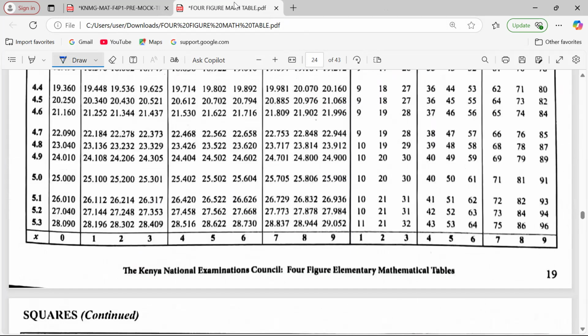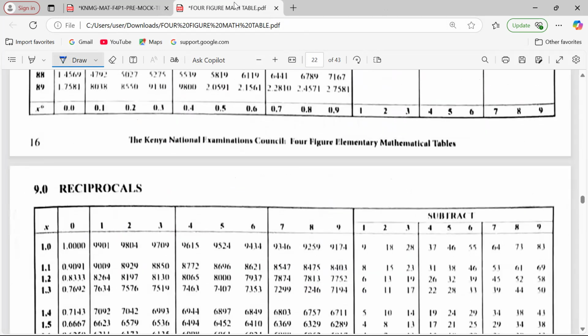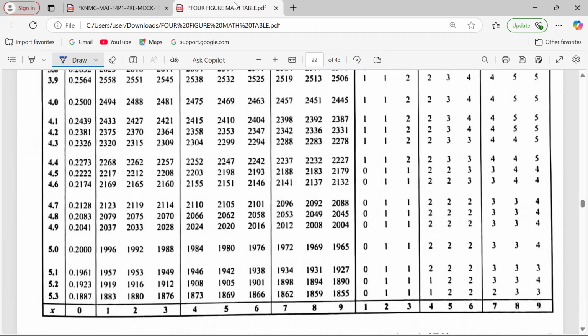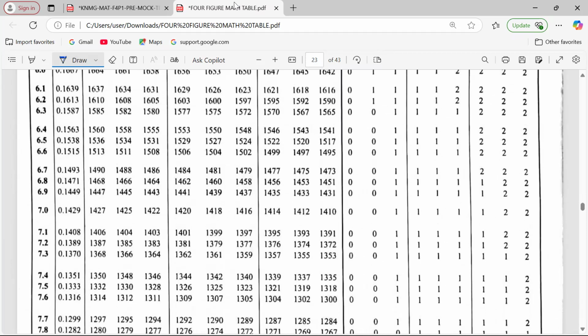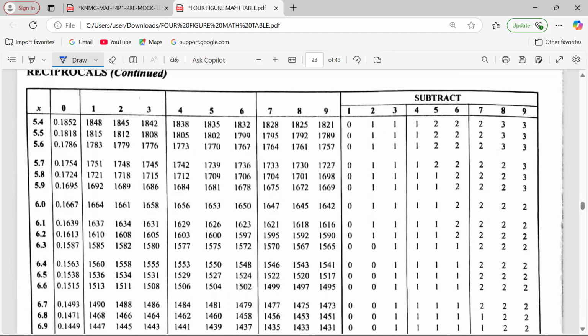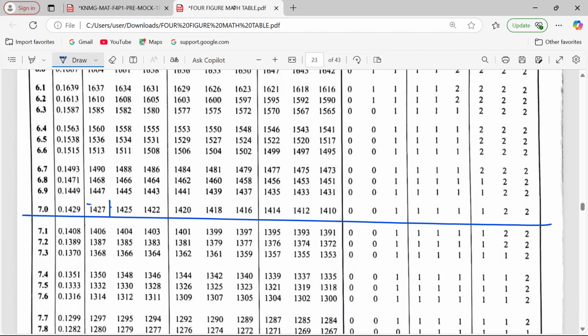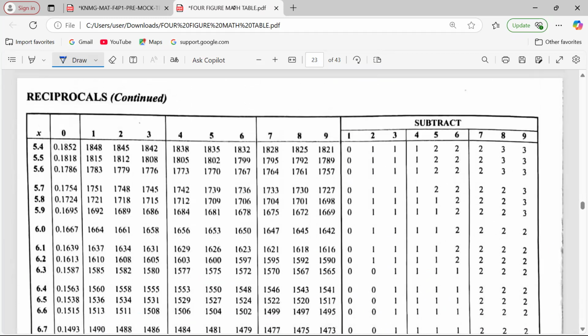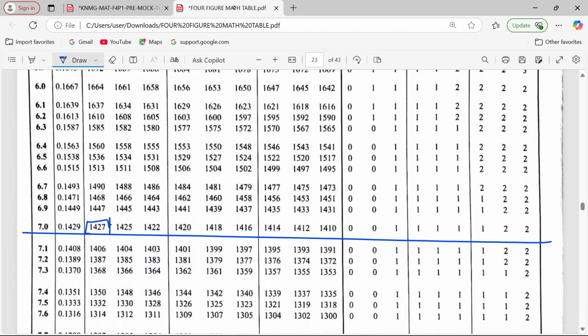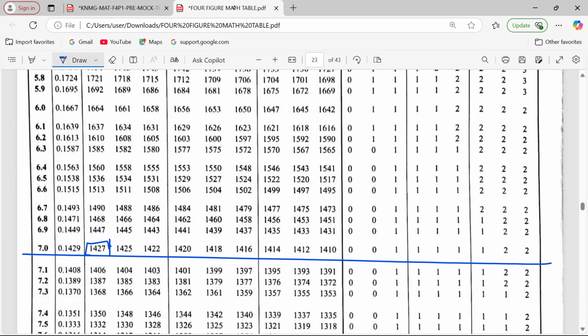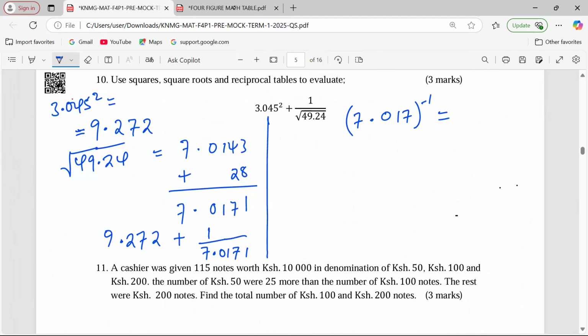Let me check the reciprocals. Should be somewhere before. Yeah, 7.01. So it's 0.1427. Then here, the differences are subtracted, not added like in the other table. So we subtract whatever is at 7. The column that has 7, you can see there is a 1 here. So we subtract 1 at this point. So it will be 0.1426.